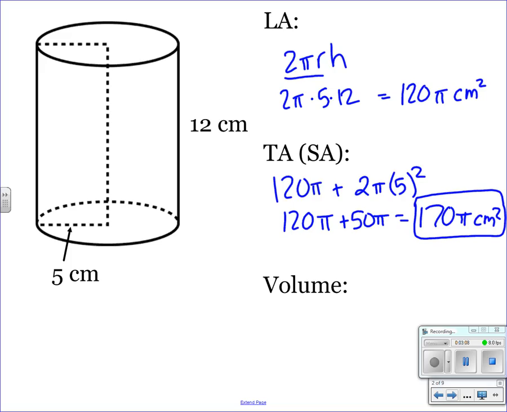So then volume is area of the base, pi r squared, times the height, which is 12. So that's going to be 300 pi cubic centimeters.